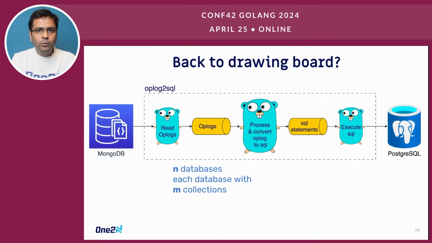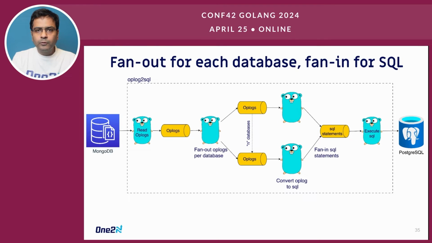So then do we go back to the drawing board, or what do we do, right? And again, imagine we have n number of databases in Mongo and each database has m collections. What we could do is fan out for each database and fan in for SQL. That's an option. So for example, what we would do is, again, read the oplogs in a single Go routine, remember, from MongoDB.